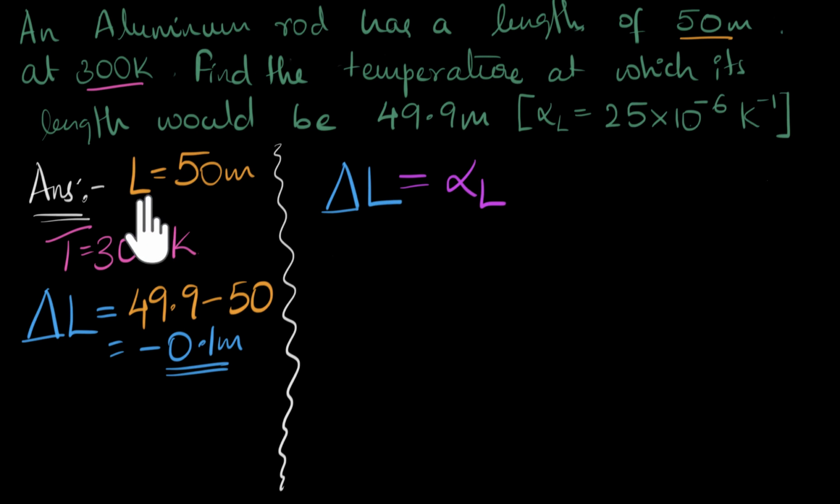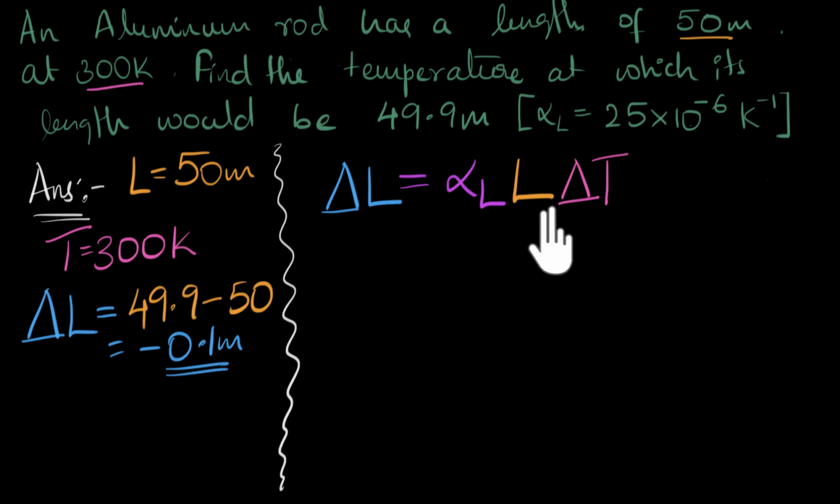If we have L meters, let's do it in general first, then the total expansion would be alpha L times L. That makes sense, right? But this would be for 1 Kelvin rise. What would happen if we had 2 Kelvin rise? This whole thing would be doubled. What if we had 3 Kelvin rise? Tripled. What if we have delta T Kelvin rise? In that case, we would just have to multiply this by delta T.